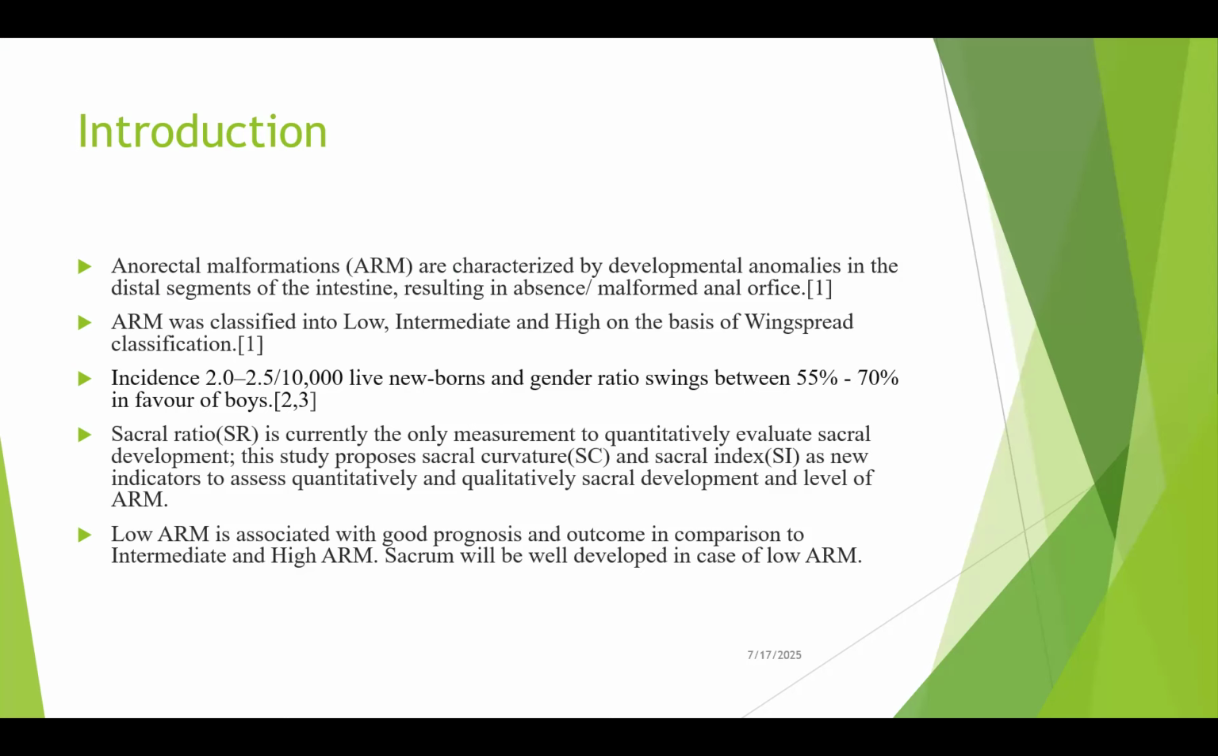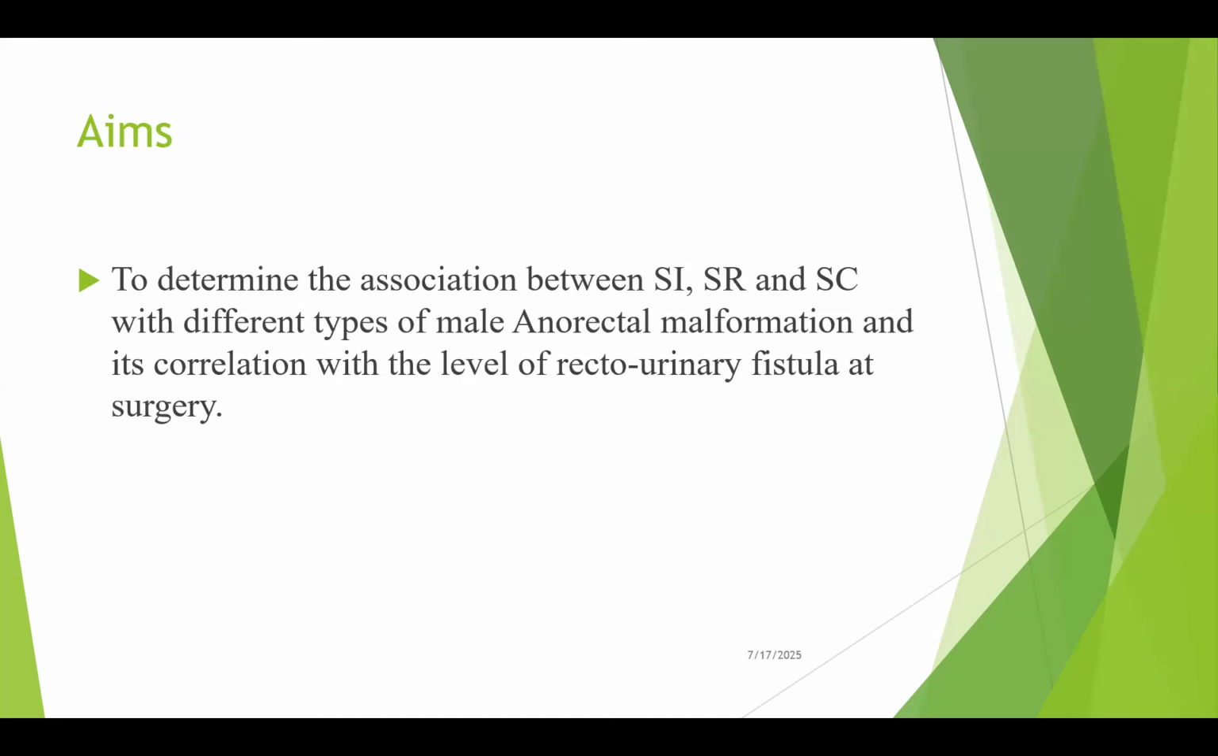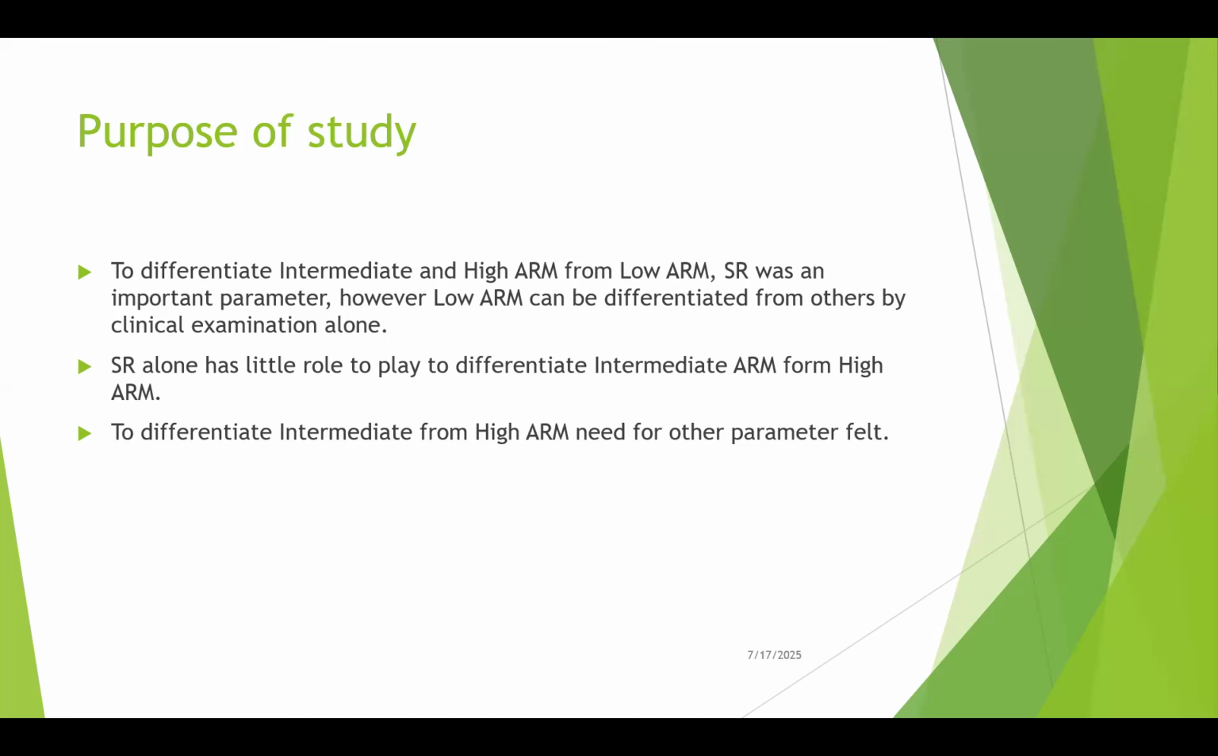This study proposes sacral curvature and sacral index as new indicators to assess quantitatively and qualitatively sacral development and the level of ARM. Low ARM is associated with good prognosis and outcome in comparison to intermediate and high ARM, and the sacrum will be well developed in cases of low ARM patients. The purpose of the study was to differentiate intermediate and high ARM from low ARM.